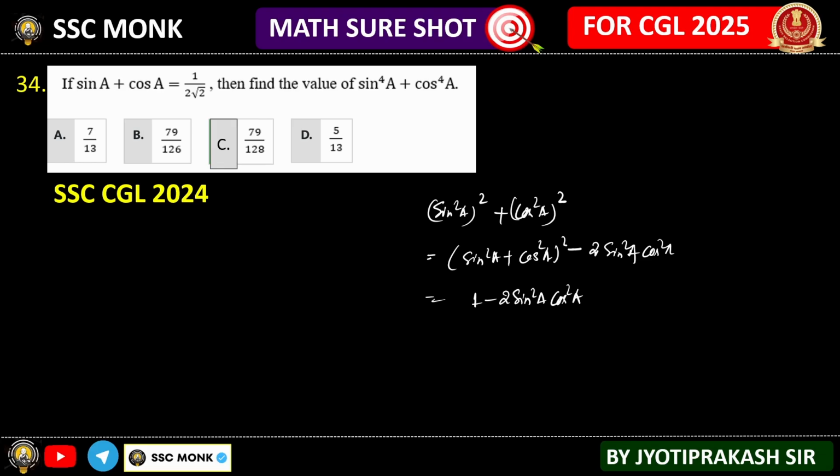Simple? Yes. Now sin a plus cos a is given, so if I square it, this can be written as sin square a plus cos square a plus 2 sin a cos a is equal to 1 by 2 root 2 square, that is equal to 1 by 8. So this can be written as 2 sin a cos a is equal to 1 by 8 minus 1, that is equal to minus 7 by 8.